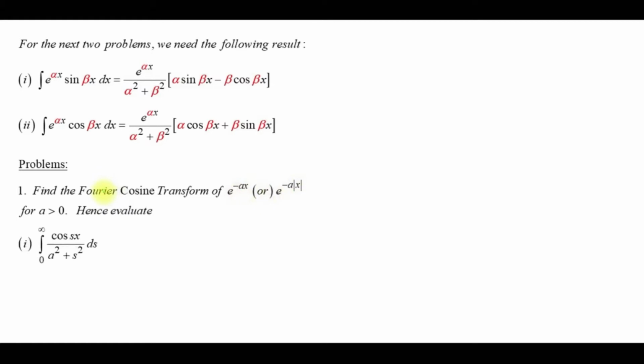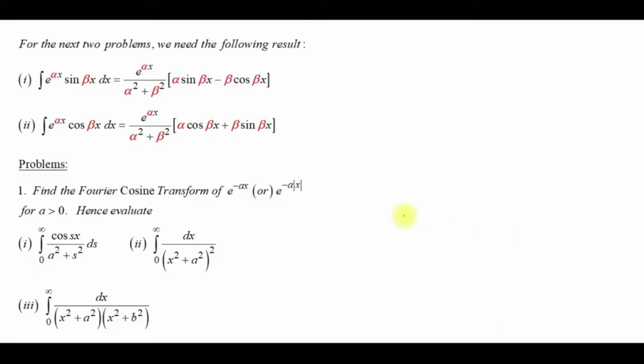Hence evaluate: integral 0 to infinity cos sx divided by a square plus x square into ds; integral 0 to infinity dx divided by x square plus a square the whole square; and integral 0 to infinity dx divided by x square plus a square into x square plus b square. For the deduction, we generally apply either the inversion formula or Parseval's identity. If the deduction is similar to the Fourier transform of f of x, then we apply the inversion formula. If it is similar to the Fourier transform of f of x the whole square, then we apply Parseval's identity.